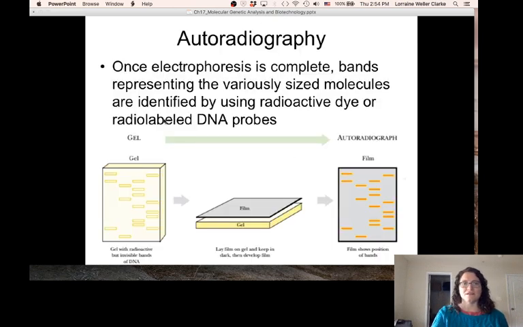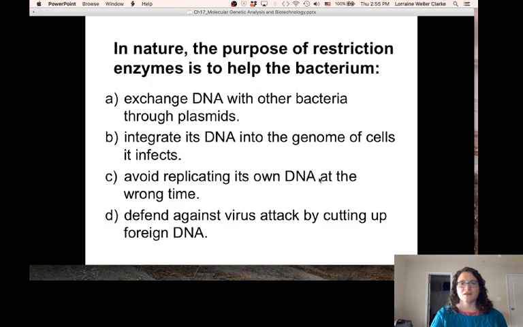All right. So again, after you have this gel, then you lay the film on the gel, you keep it in the dark, you develop the film. Okay, so now you don't have to hold the gel, you can actually just hold up basically a picture of the gel. So now you have the positions of the bands. All right.